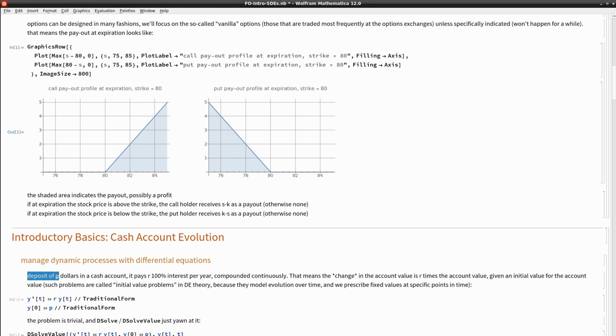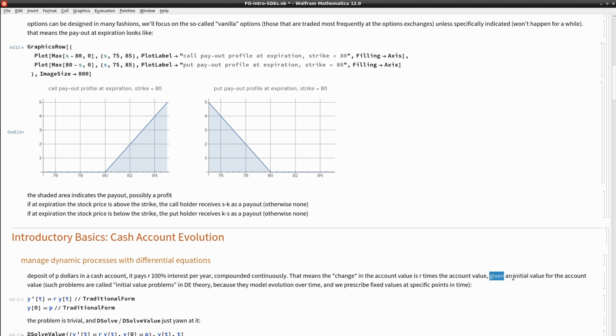So you deposit P dollars in a cash account. It's called P for principal. So you deposit a principal of, for example, $100 in a cash account. It pays R times 100% of interest per year, and we are compounding it continuously. That means the change in the account value is R times the account value, right? You have $100 there, 5% interest. So, well, over 1 year, you get $5, right? So the change is R times the actual account value, R times P.